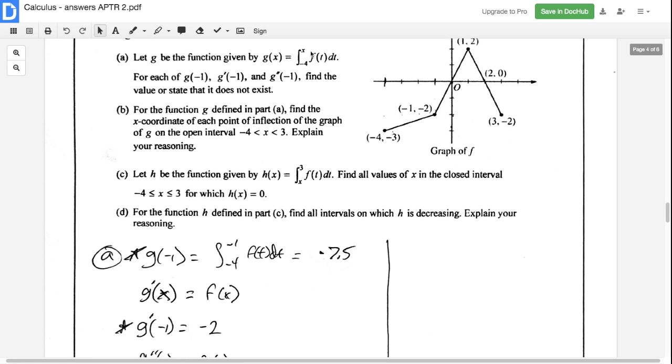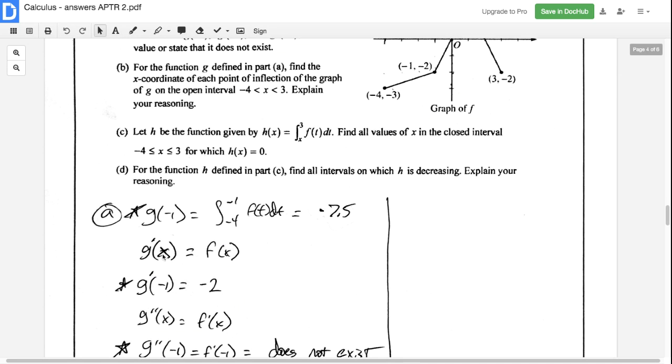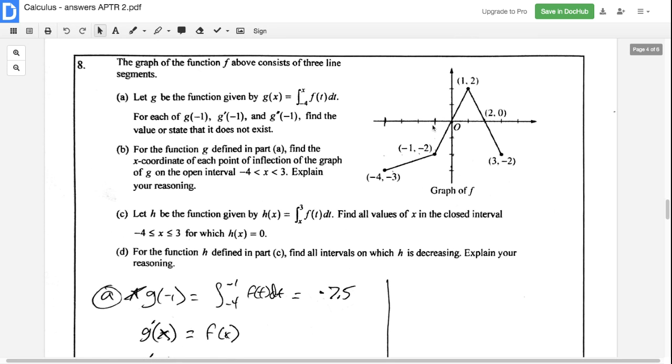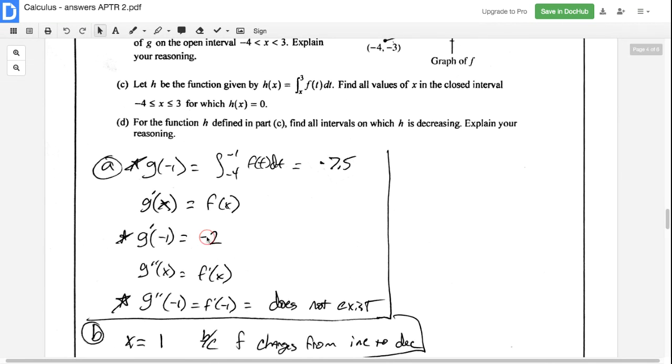The second fundamental theorem of calculus tells me to just plug in my x and multiply by the derivative of x, which is just 1. So g prime of x is f of x. To find g prime of negative 1, we want f of negative 1. So here's negative 1. There's my f value, which gives me negative 2.